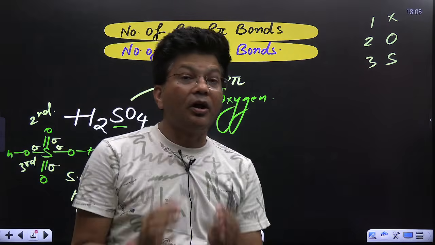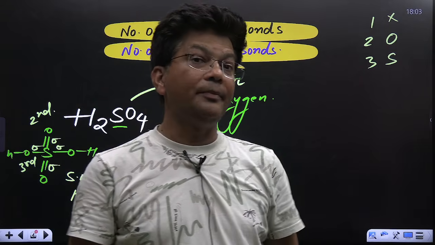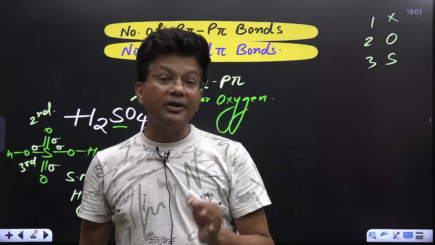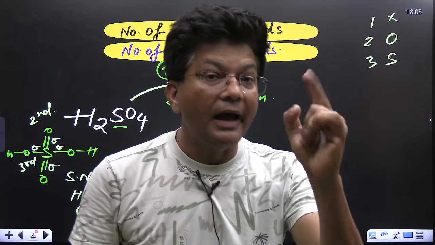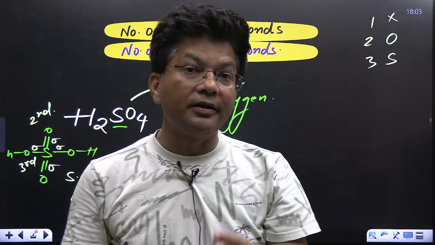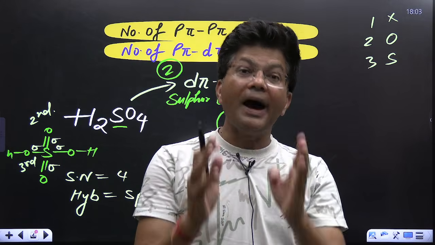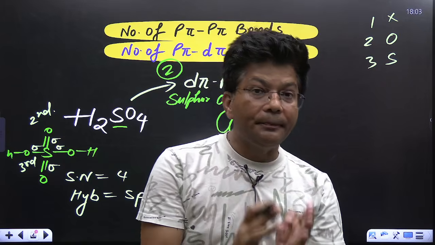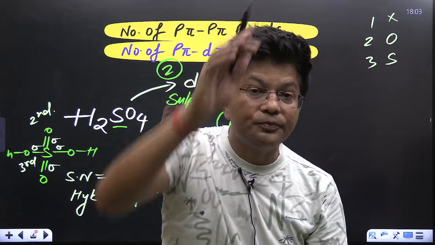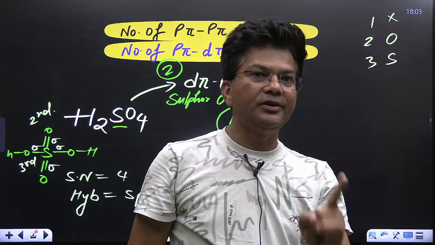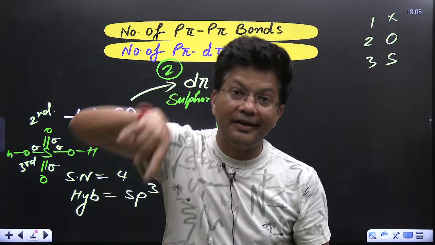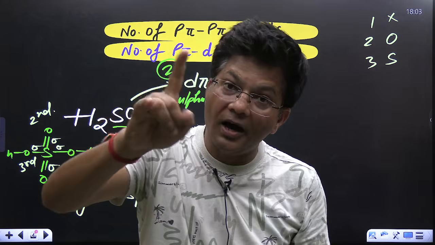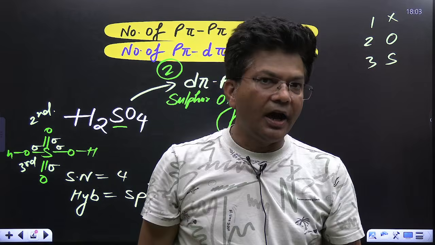Remember that once an orbital is involved in hybridization, one lobe will become bigger and the other lobe will become smaller. But for formation of a pi bond, p pi, d pi, or p pi, p pi, both lobes should remain pure. Pure means they should not get involved in the hybridization. Then we will say both orbitals are of equal size. I hope you got it.